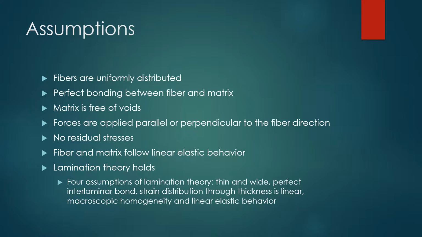Lamination theory says that the laminate must be thin and wide. Perfect interlaminar bonding must exist. Strain distribution throughout the thickness is linear, and macroscopic homogeneity and linear elastic behavior are followed. Of these, our laminate most likely did not follow the thin and wide criteria, but I will touch more on that later.